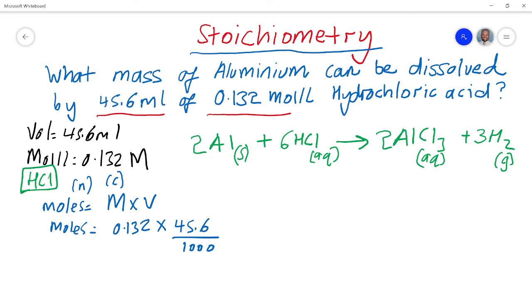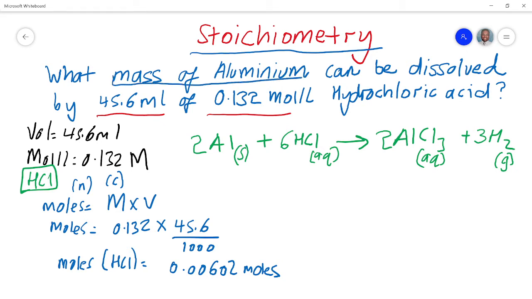So let's calculate that. 45.6 divided by 1,000 multiplied by 0.132, and we've got our moles of HCl as 0.00602. That's the number of moles. The next thing we need to work out: we've got the moles of hydrochloric acid, but the question is asking for the mass of aluminium. We know the connection between mass and moles.